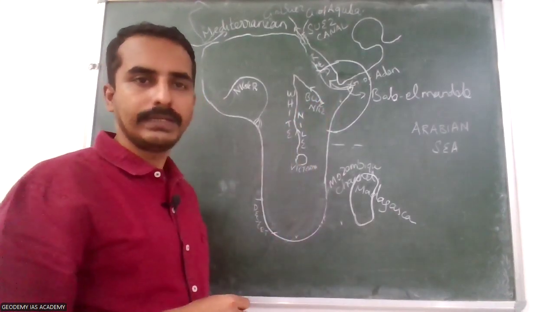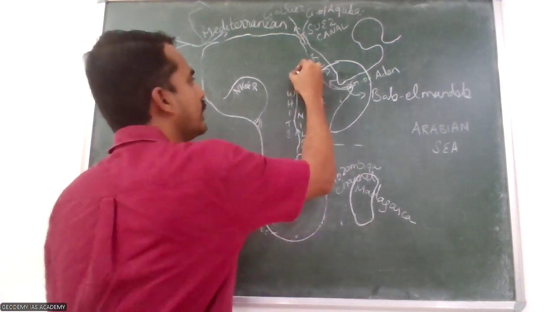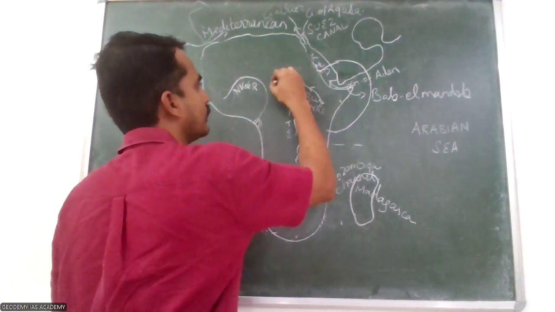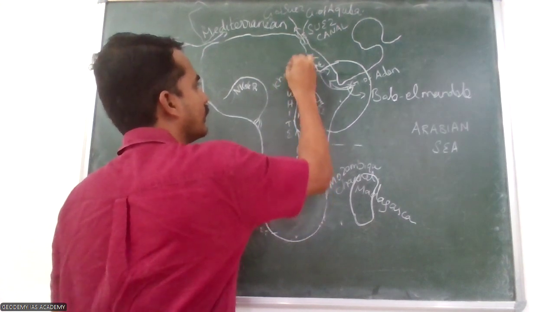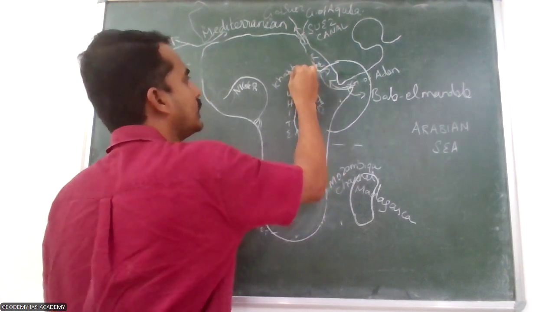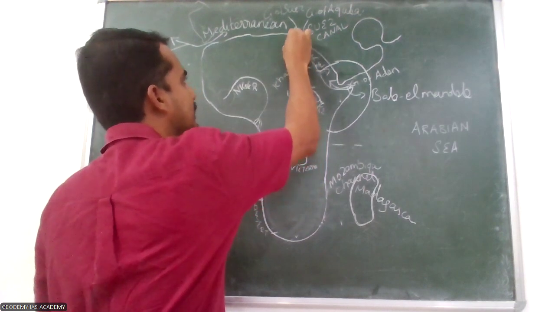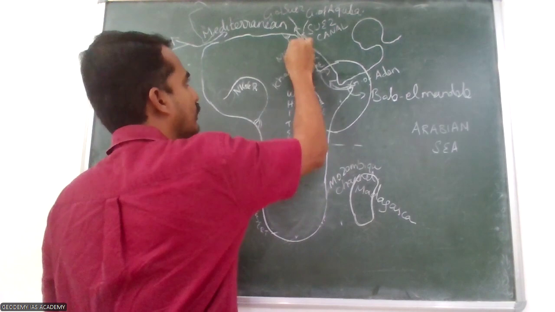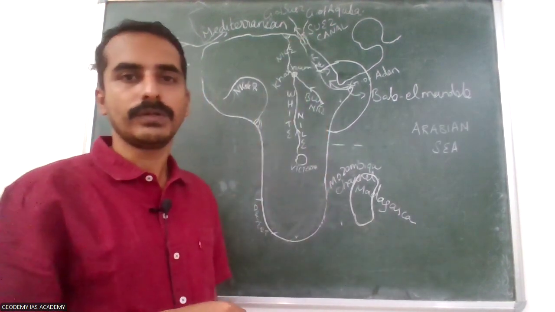Okay. The White Nile and Blue Nile meet near the capital of Sudan, Khartoum city, and then it enters into Egypt as the Nile and forms a delta here. And here, the most important river.